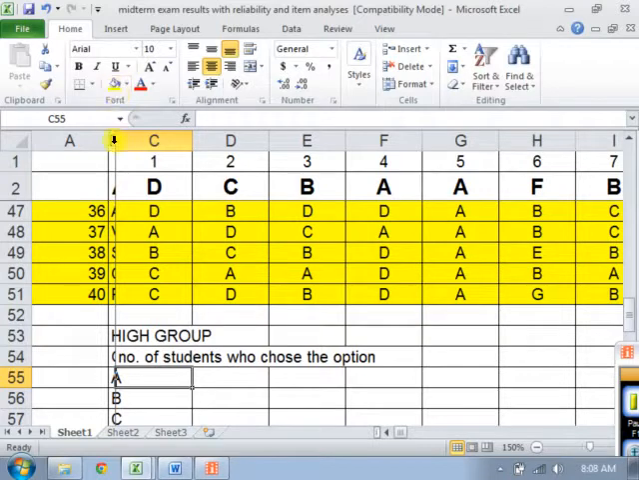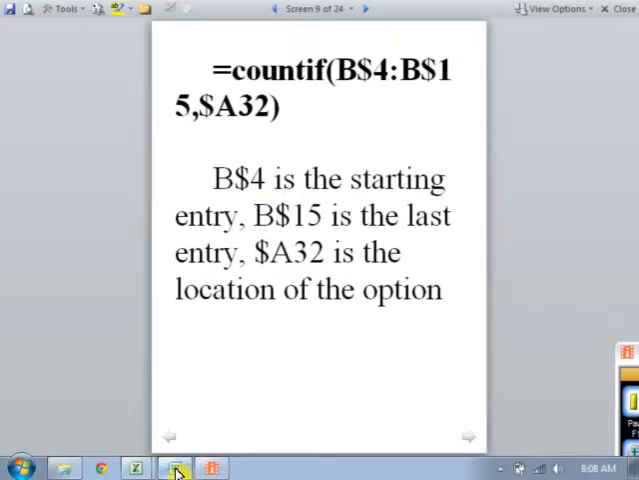Sige. Okay. So what we're going to do is COUNTIF. This is the high group. So COUNTIF, $4. What's the dollar? It's not a peso, no? $B, that means B4 is the first entry of the group. And then $B15 is the last entry in the entire group. And then $A32 is the location of the option.